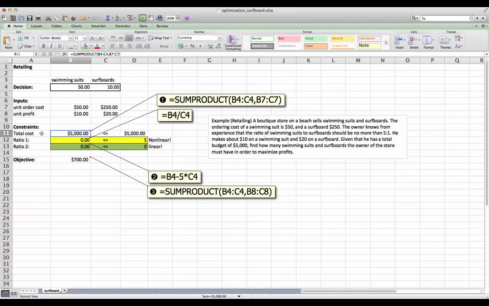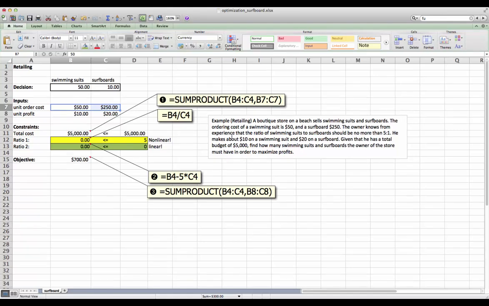There are two sets of constraints. The first is budget. So we use the sum product to capture the total cost of ordering. That's the sum product of your decision with your unit cost here. And it should be less than $5,000. So that's straightforward. Now look at the next one.